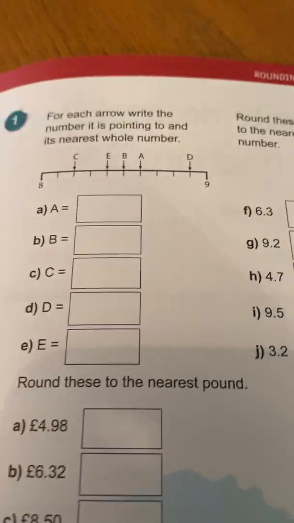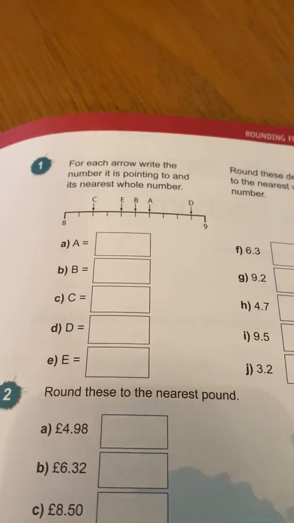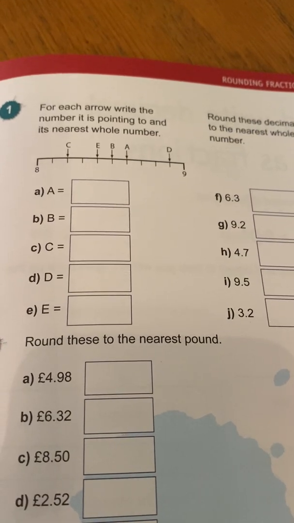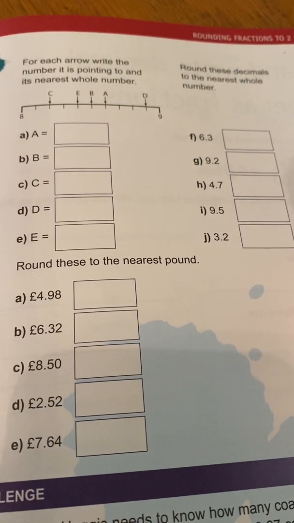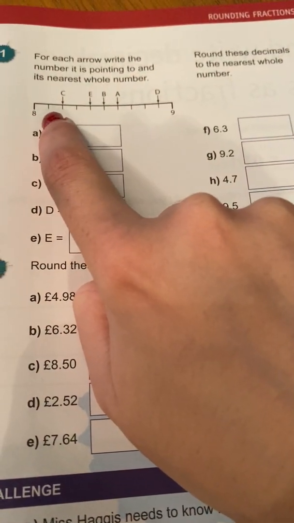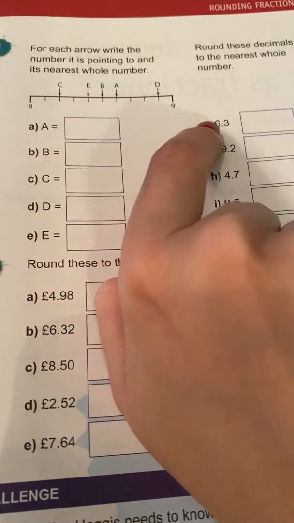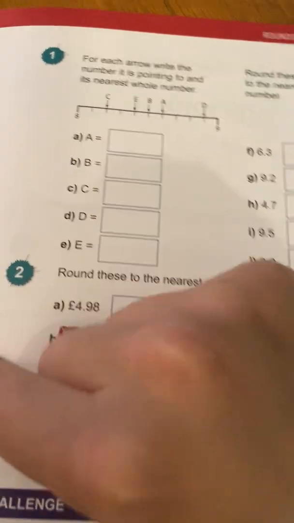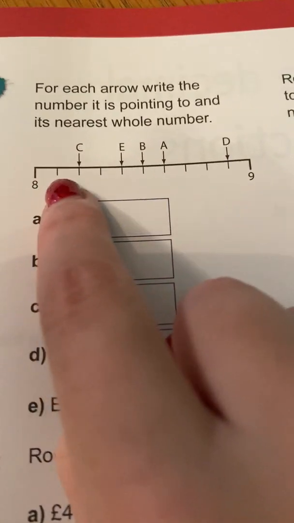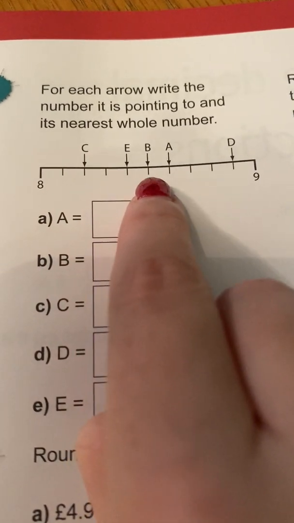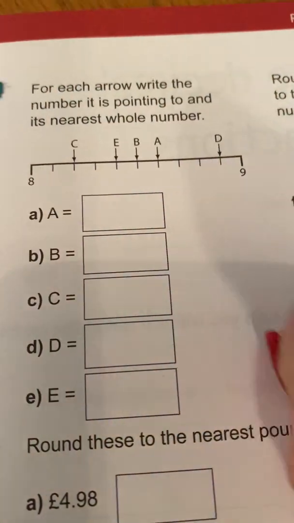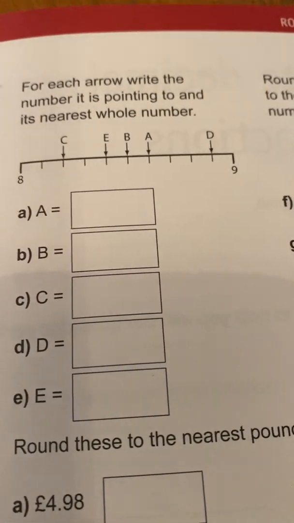And have a little look at question 1. So I think this is going to sound trickier than it is. It's not so bad. So it says for each arrow, write the number it is pointing to and its nearest whole number. So for A, we look for A and we can see that it's here. The first thing we need to work out is what these increments are going up in. So we've got 8 here and 9 here. So I'm going to hazard a guess that it's going to be very similar to this one that the book tells you how to do. So let's just check if we went 8.1, 8.2, 8.3, 8.4, 8.5, 8.6, 8.7, 8.8, 8.9, 9. That works perfectly. So we know that it's going up in tenths.